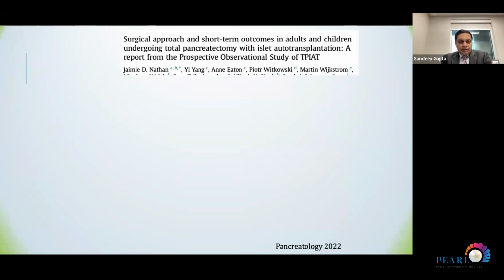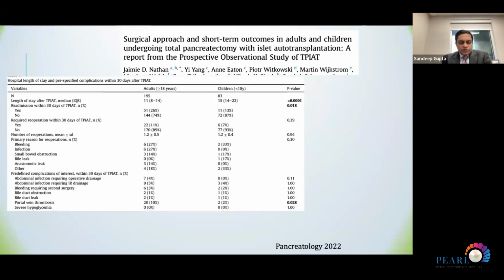They took their data and they published short-term outcomes in adults and children undergoing TPIAT. They looked at various parameters as shown on the left side of the table, and then they compared adults and children. What they found was many of the outcomes were similar between adults and children, except that children had a longer length of stay after the procedure. However, their readmission rate was lower compared to adults, and their risk of portal vein thrombosis was also lower compared to adults. Those are the p-values in bold.